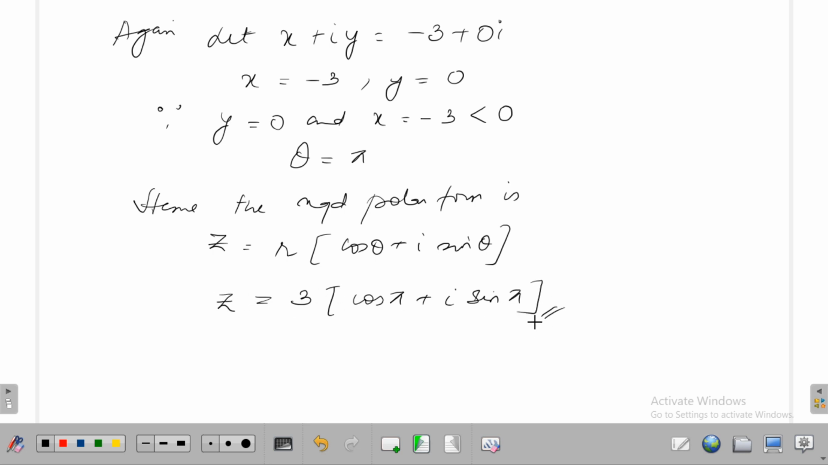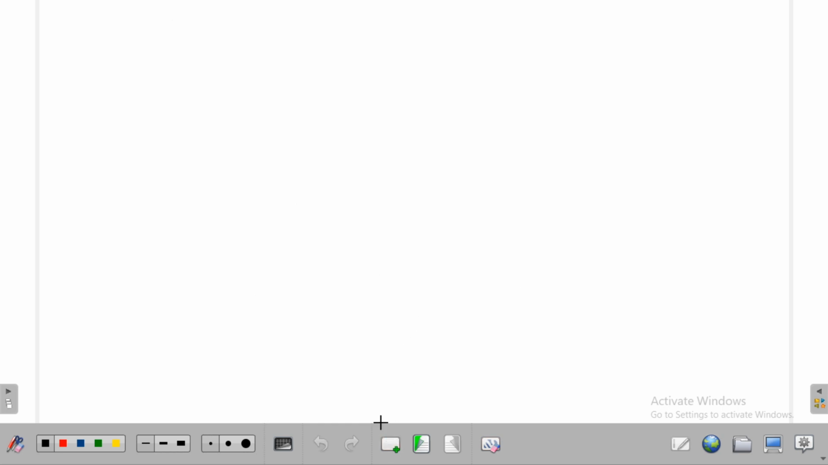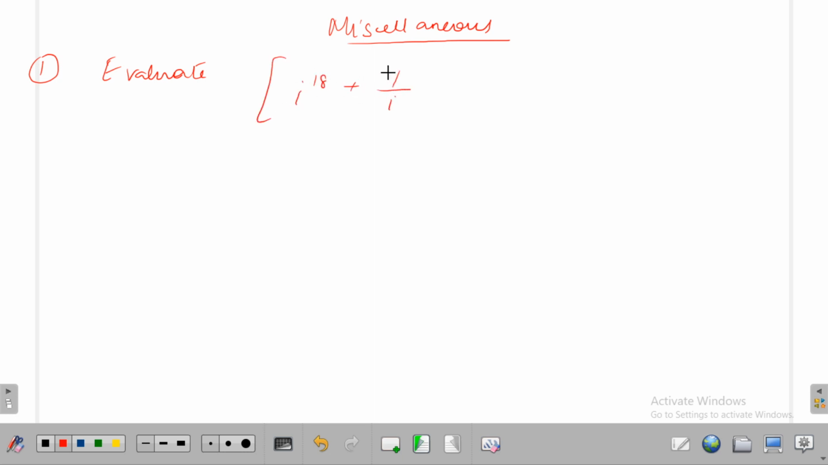So that's all about your question number 6. You can pause the video and write it down. Now in a similar manner, let us do some questions based upon the miscellaneous exercise. Let me start with question number 1. Question number 1 is: evaluate i to the power 18 plus 1 by i to the power 25, the whole thing cube.